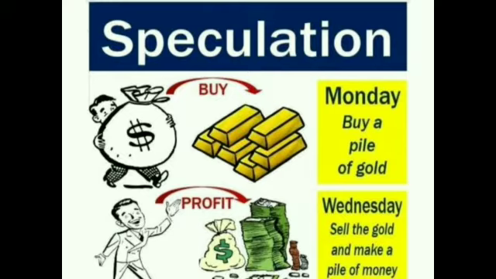Why does the speculator buy and sell the securities for a very short period? In the hope of getting short-term gains. How does he get them? He gets them from the price fluctuations. Getting profits from the price fluctuations.